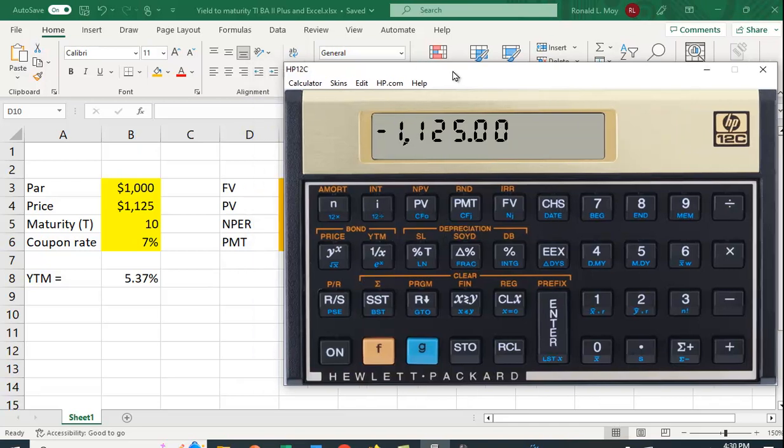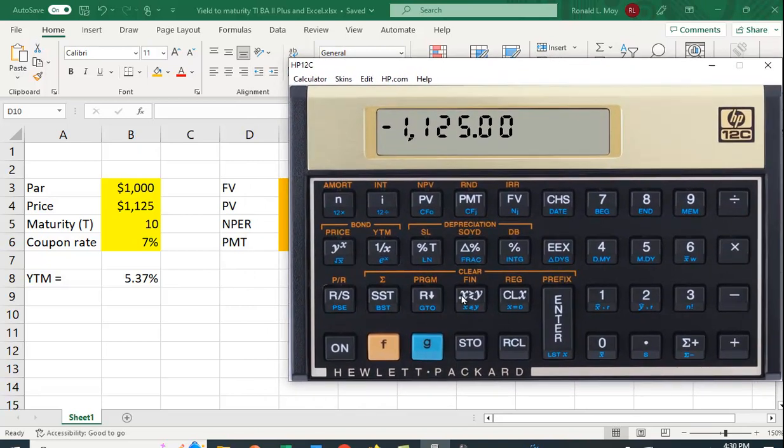The payment over here is $35, right? Half of the $70. So 35 for PMT. And we put in 1,000 for the future value. And then we just hit the I key, and we get 2.68. But that's a semi-annual rate, so we have to multiply it by 2. So using this calculator, we hit 2.68, enter, and then 2 times, and we get 5.37%, which is exactly what I got here when I used Excel.